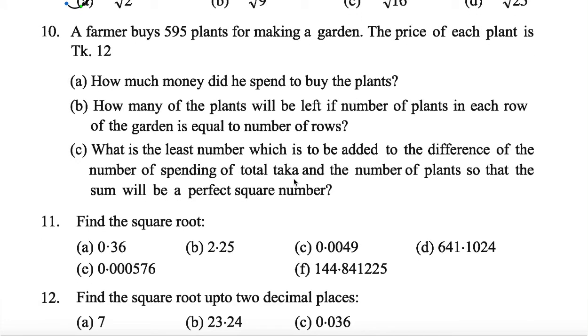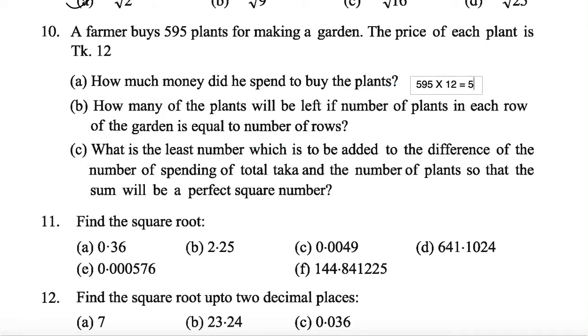A farmer buys 595 plants for making a garden. The price of each plant is Tk 12. How much money did he spend to buy the plants? 595 into 12. That you can do on your own, I guess. 595 into 12. Okay, that is the answer here.